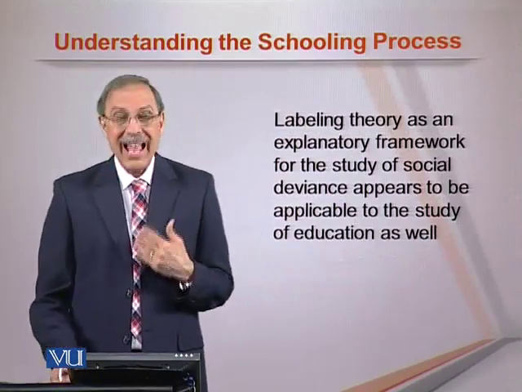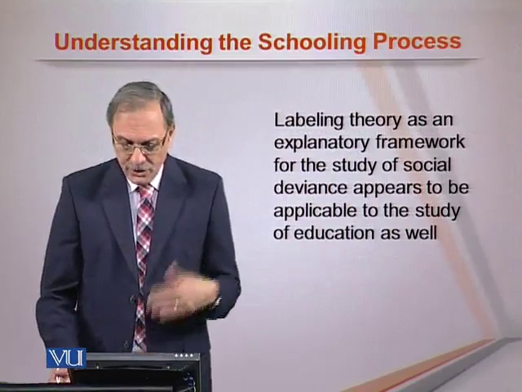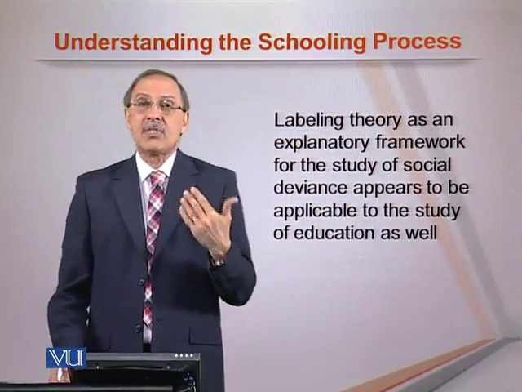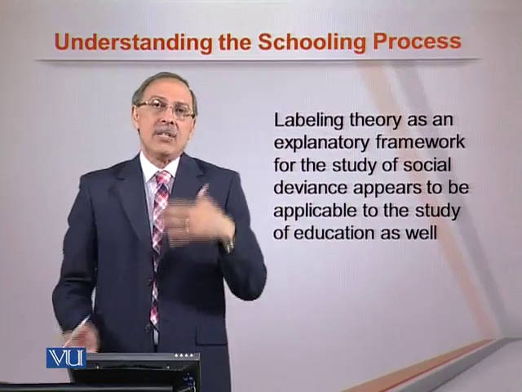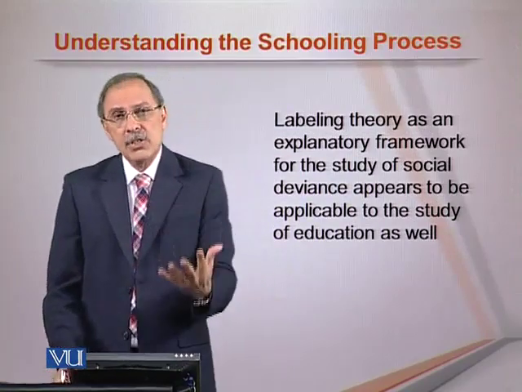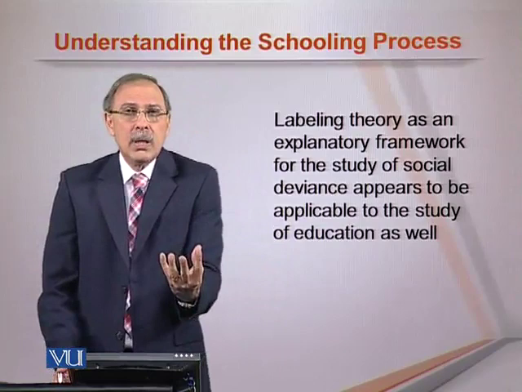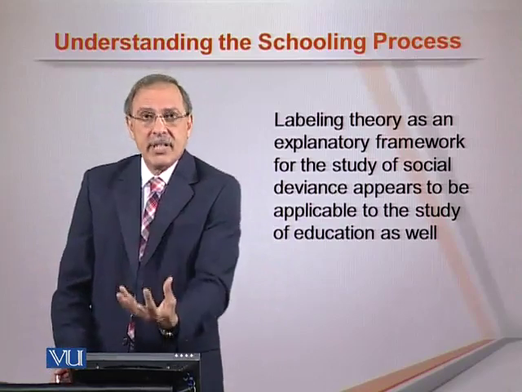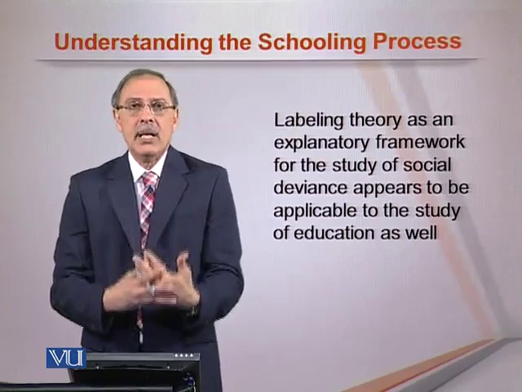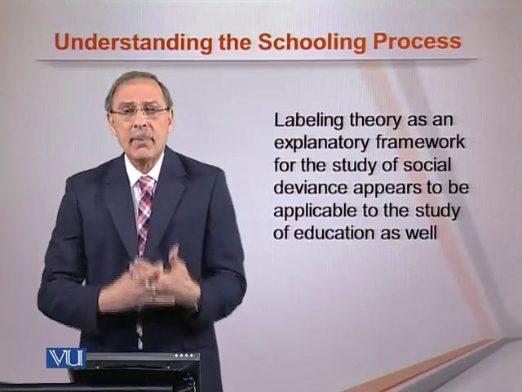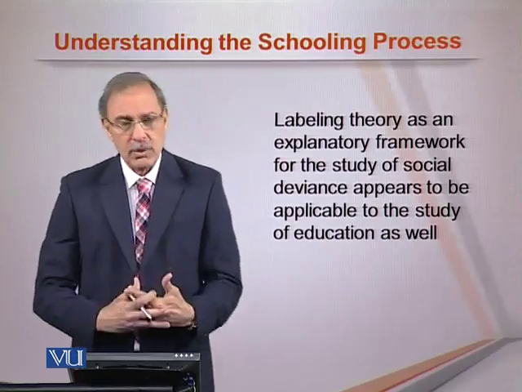Labeling theory has an explanatory framework for the study of social deviance. Okay, you're a slow child, you're a weak child, so yes, you misbehave. You're a slow child, you can't do work very well, and so you're a discipline issue. Those things cannot be tied together. We have to stop labeling students.